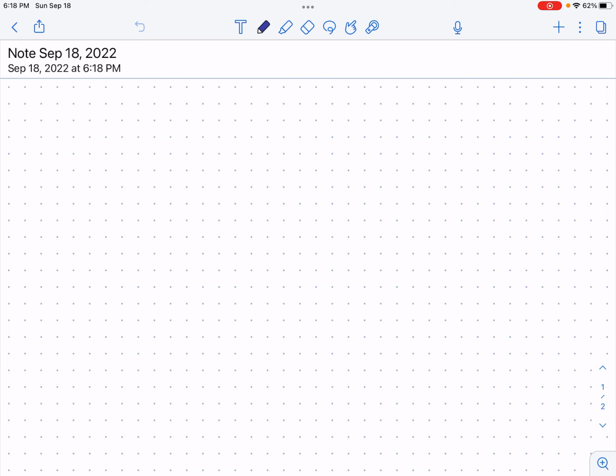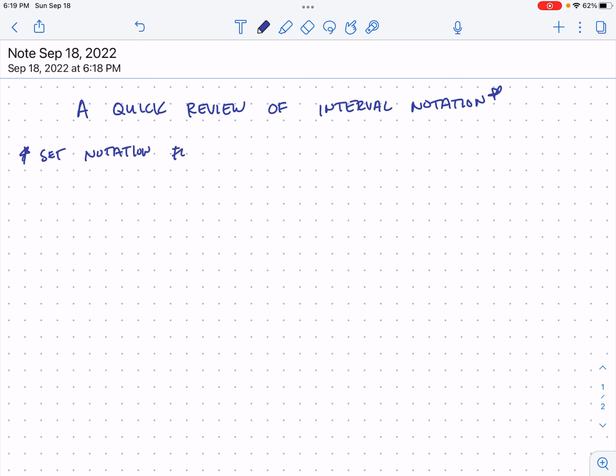Going to do a quick review of something called interval notation. Interval notation is a specific kind of set notation for describing sets of numbers on a number line.